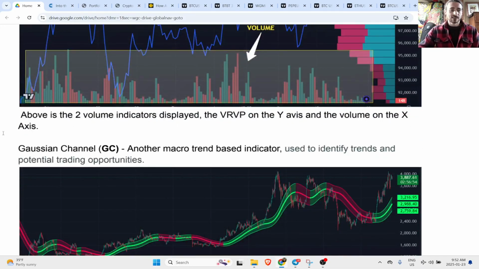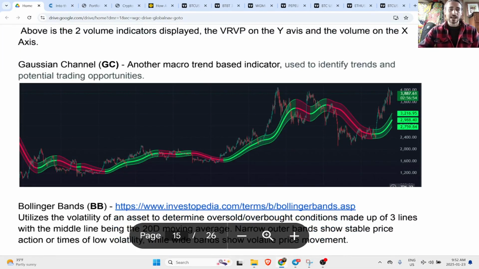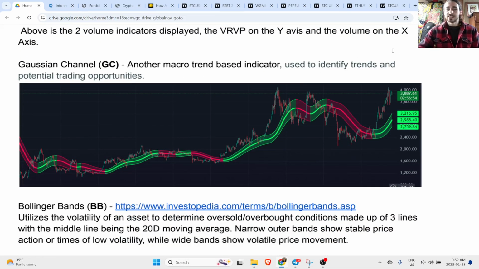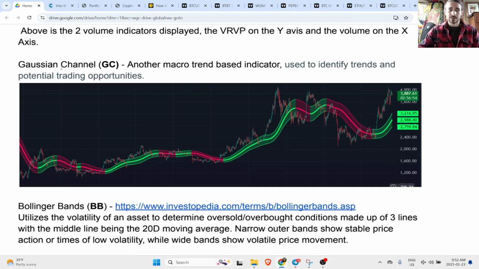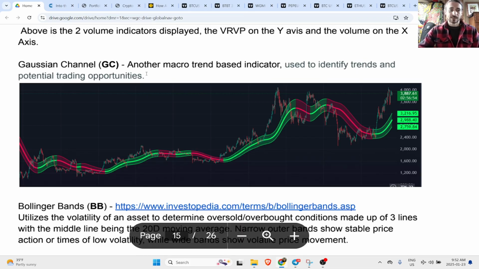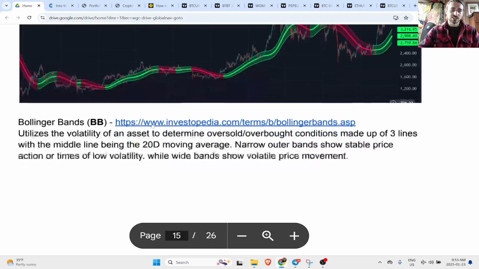We see Gaussian channel, another macro trend-based indicator used to identify trends and potential trading opportunities. So it just flips from red to green. Obviously, green is a bullish uptrend and red is a downtrend. So yeah, right now we're still green on Bitcoin in the Gaussian channel. So that's another one we can use in conjunction.